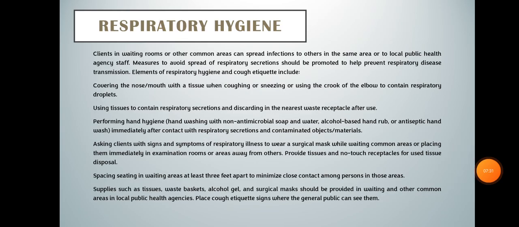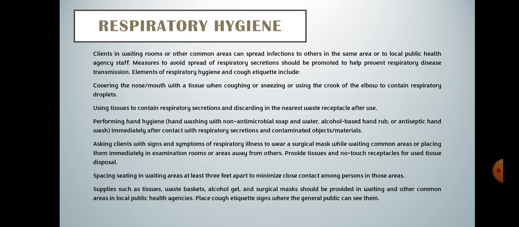Next is respiratory hygiene. Clients in waiting rooms or other common areas can spread infections to others in the same area or to local public health agency staff. Measures to avoid the spread of respiratory secretions should be promoted to help prevent respiratory disease transmission. Elements of respiratory hygiene and cough etiquette include covering the nose and mouth with a tissue when coughing or sneezing, or using the crook of the elbow to contain respiratory droplets. Using tissues to contain respiratory secretions and discarding in the nearest waste receptacle after use.